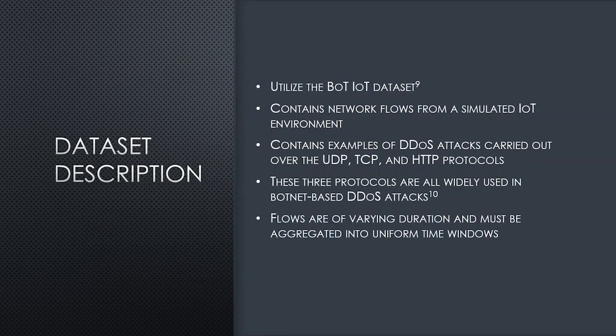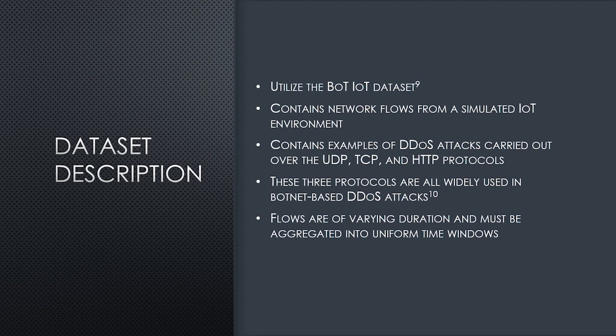For our experimental analysis of this proposed solution, we utilized the BOT IoT dataset. It contains network flow data from a simulated IoT network, including examples of DDoS traffic carried over the UDP, TCP, and HTTP protocols. We know from an analysis of botnets that are currently active on the internet that all three of these protocols are featured prominently in DDoS attacks. So we decided to utilize all three of these classes in our experiments.